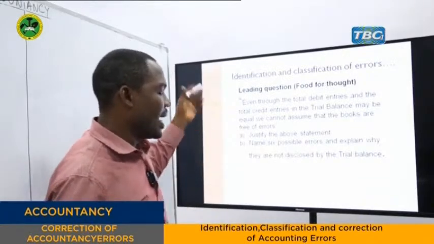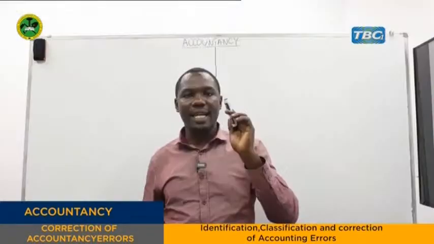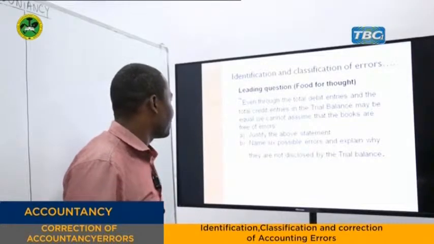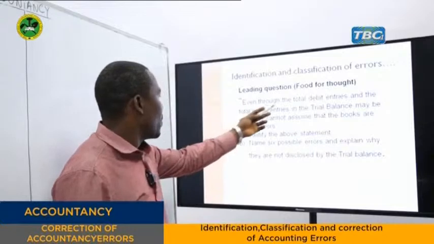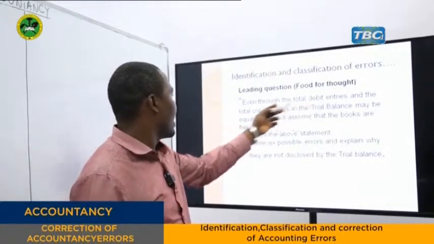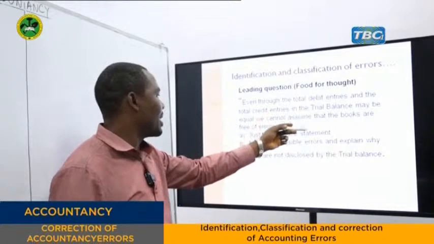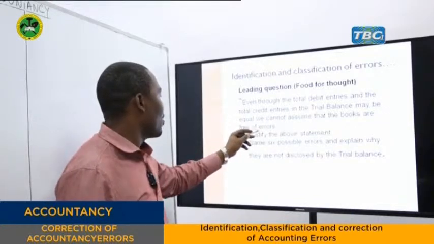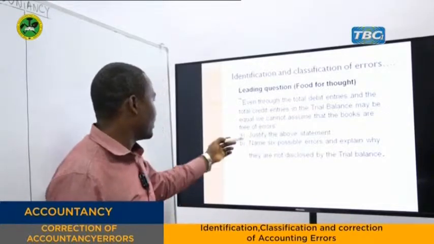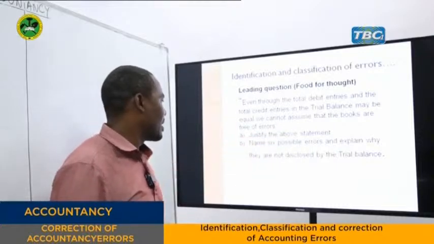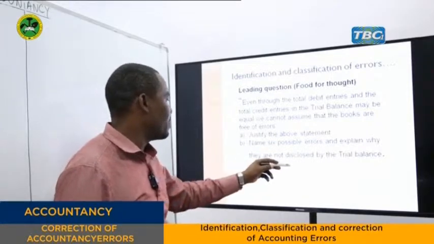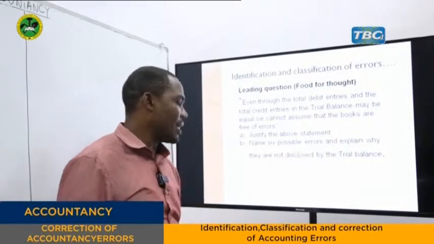As I said previously, errors are classified broadly into two categories: errors not revealed by trial balance and errors that are revealed by trial balance. Let us now look at this question. Even though the total debit entries and total credit entries in the trial balance may be equal, we cannot assume that the books are free of errors. Part A. Justify the above statement and name 6 possible errors and explain why they are not disclosed by the trial balance.